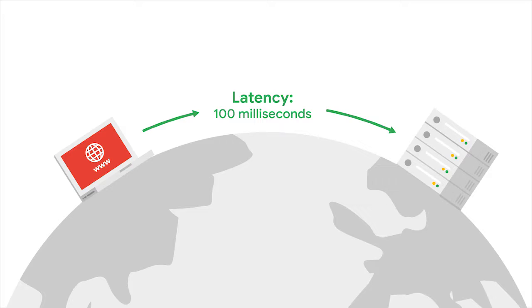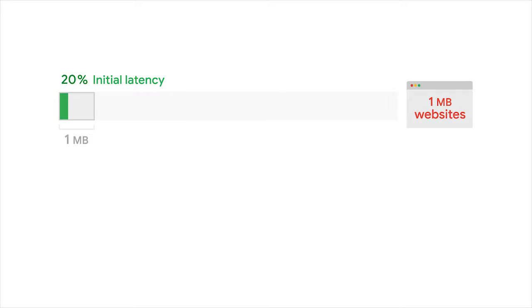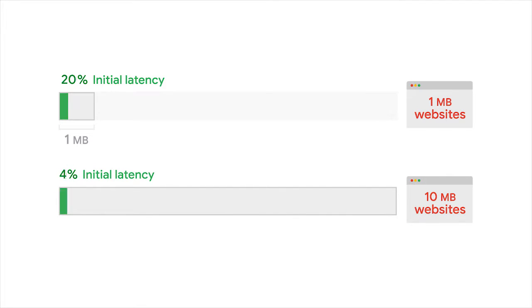Once the response is on its way, the time it takes for the rest of the data to arrive is determined by the bandwidth. If the available bandwidth between the 2 points is 10 megabits per second, you'll be able to receive 1.25 megabytes every second. So, for a website of about 1 megabyte of content, that large initial latency will be noticeable, since it's an extra 20% on top of the total time to download it. But if the content is 10 megabytes or more, the initial latency will be less than 5% of the total time to download it, so it matters less.